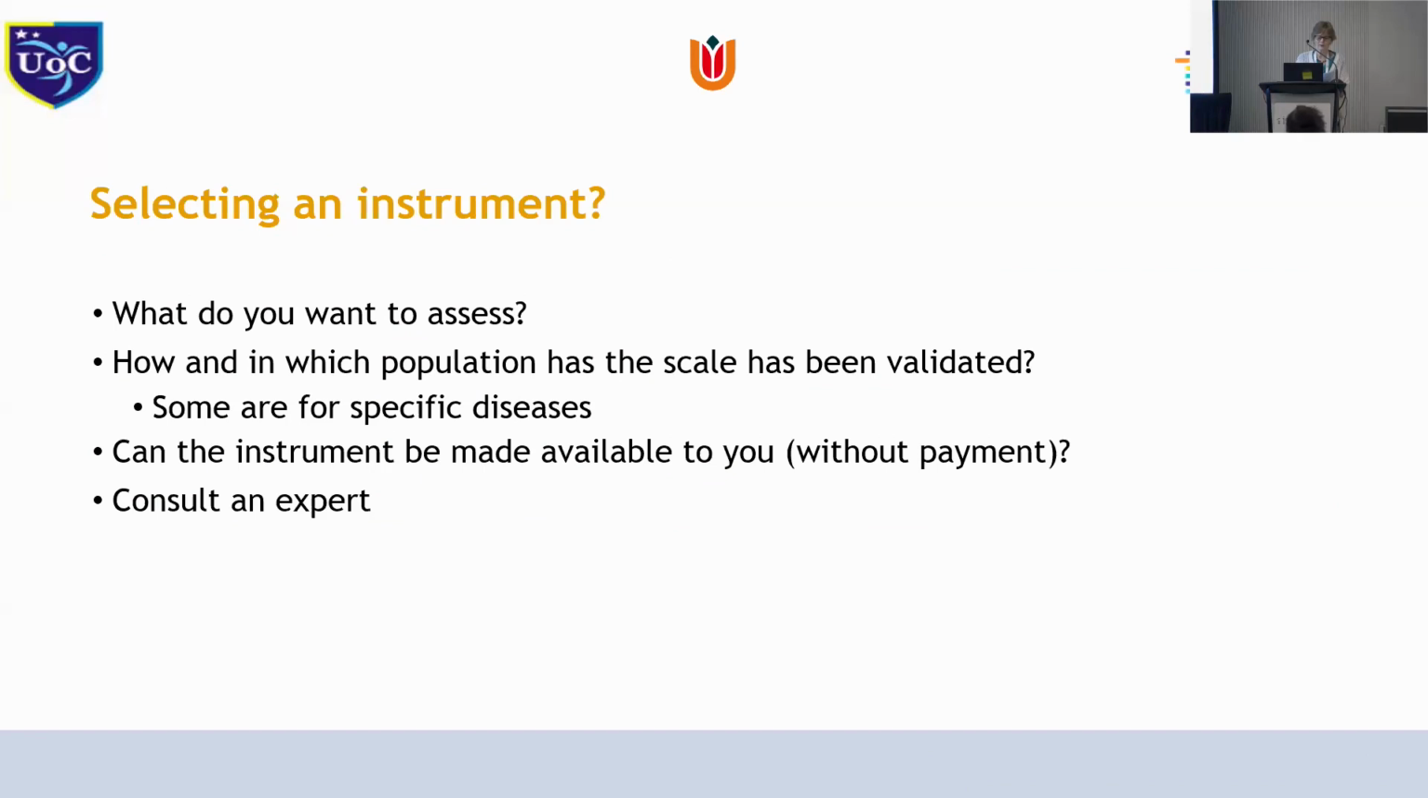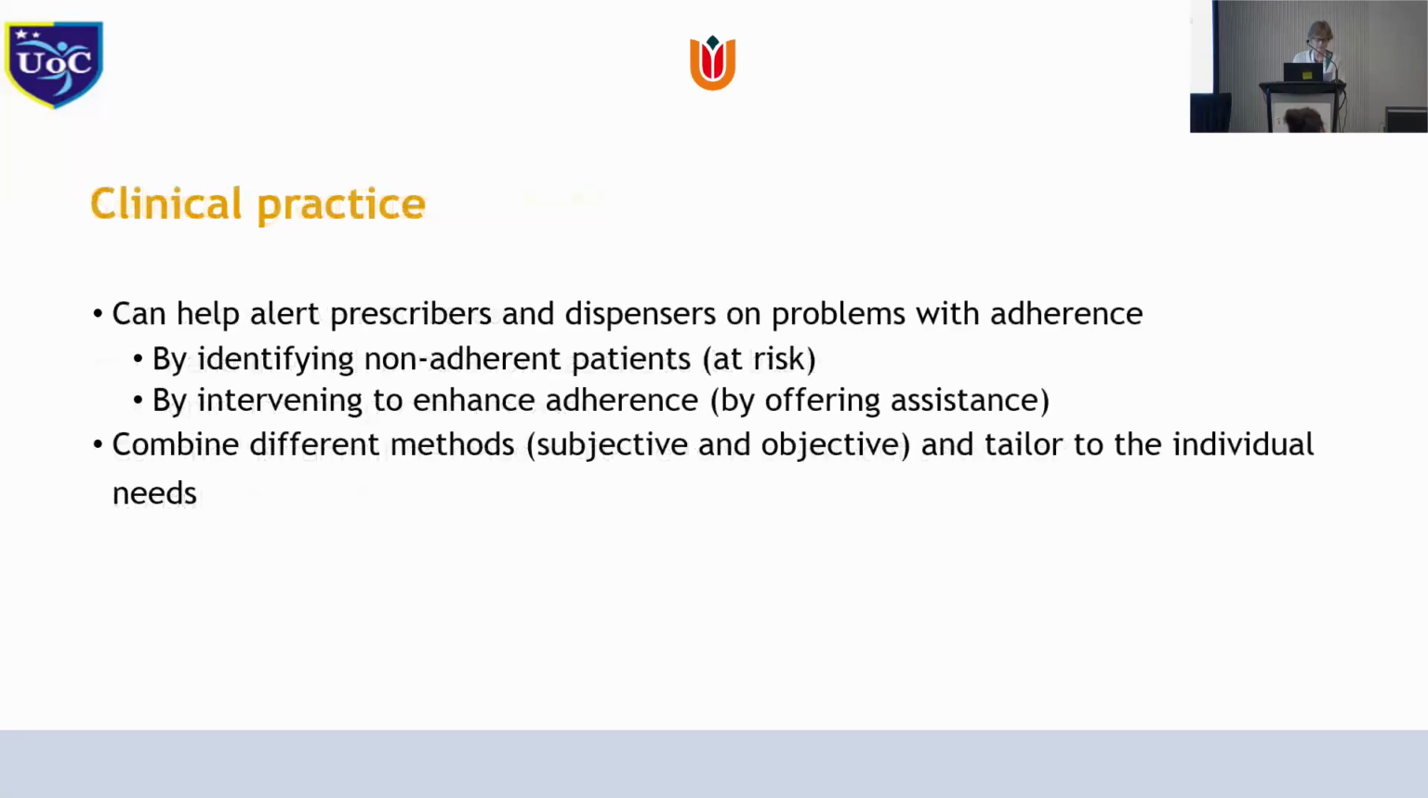Because it can help you to provide the discussion. Well, when you select an instrument, you must think about what you want to know. Take into account how a scale has been validated and in which population. So when you want to compare with other studies, first analyze these studies for yourself. You should also take into account whether the scale can be made available for you. Okay? Can you copy it from the literature without payment? And we also recommend to consult an expert in your studies.